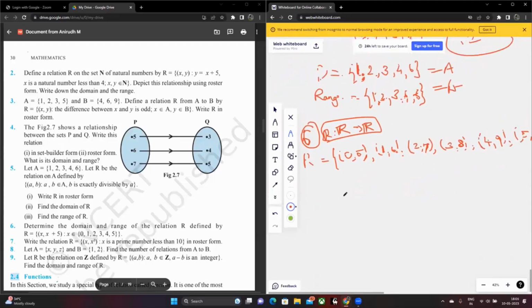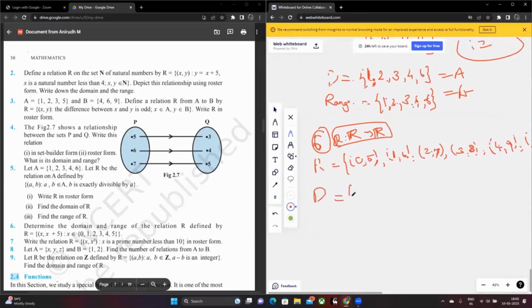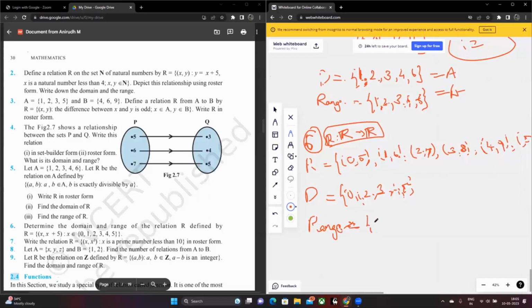6 elements. And so you have that domain is equal to {0, 1, 2, 3, 4, 5}. And you have the fact that range is basically {5, 6, 7, 8, 9, 10}, 6 numbers. And your question number 6 is done.